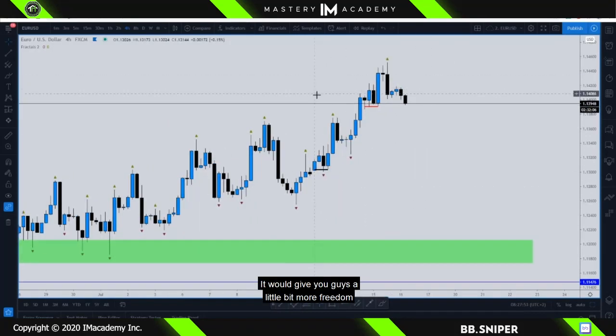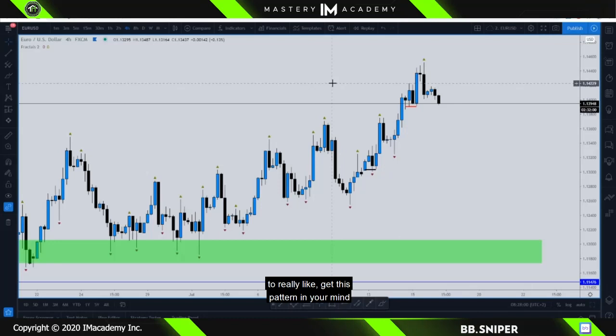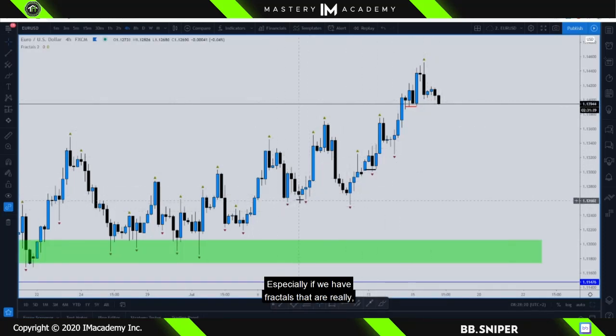Now, of course, it would give you guys a little bit more freedom to really get this pattern in your mind when we are talking about creating highs and lows, right? And which highs and which lows are, of course, the fractals, right? And if you're going to backtest, you're going to find out a lot of times, right? We also have the market sweeping the lows for the liquidity below the fractal and then reversing, right? Especially if we have fractals that are really, really close, that's where the liquidity potentially exists.